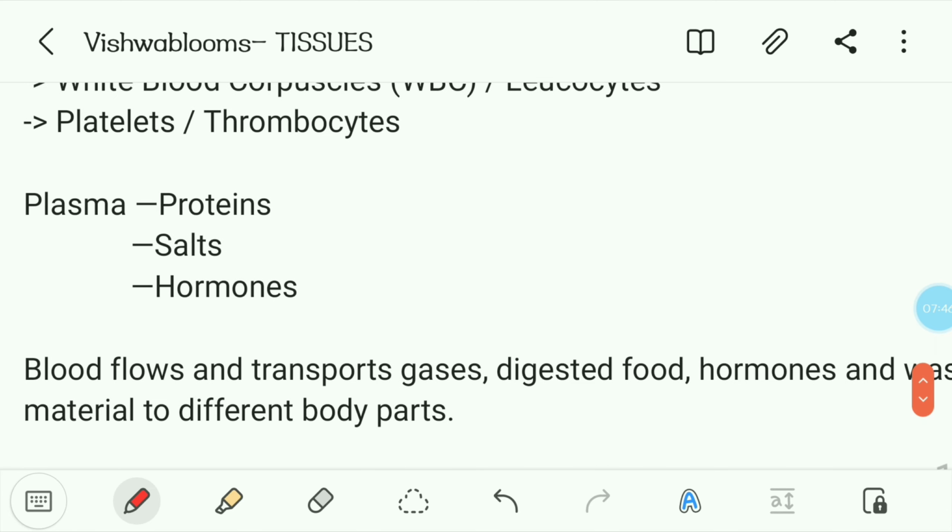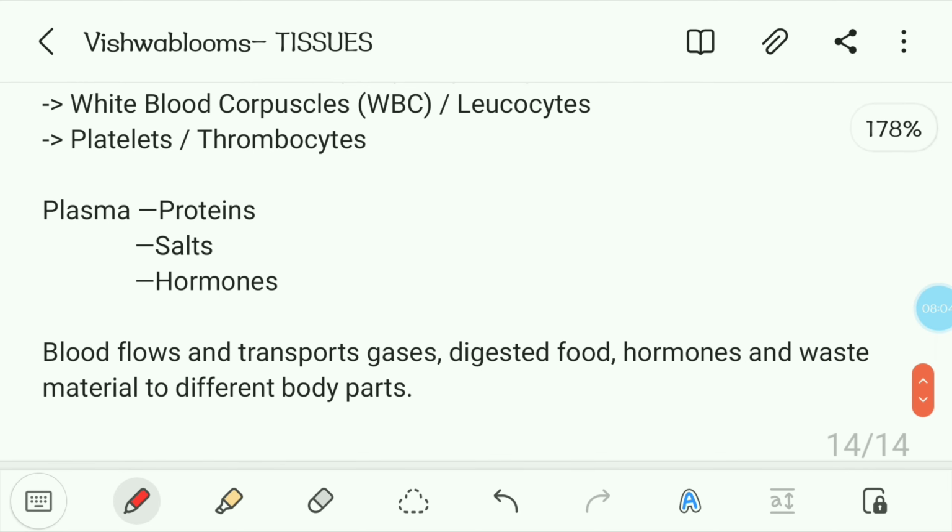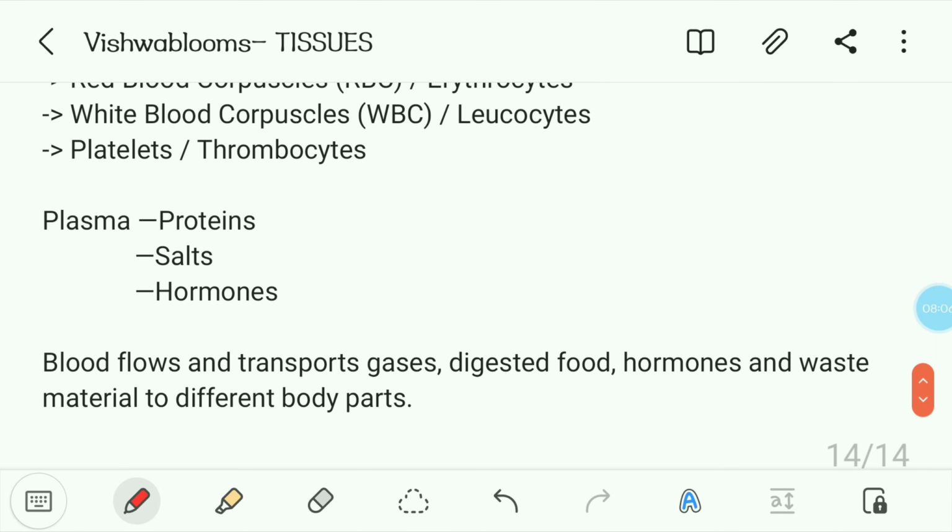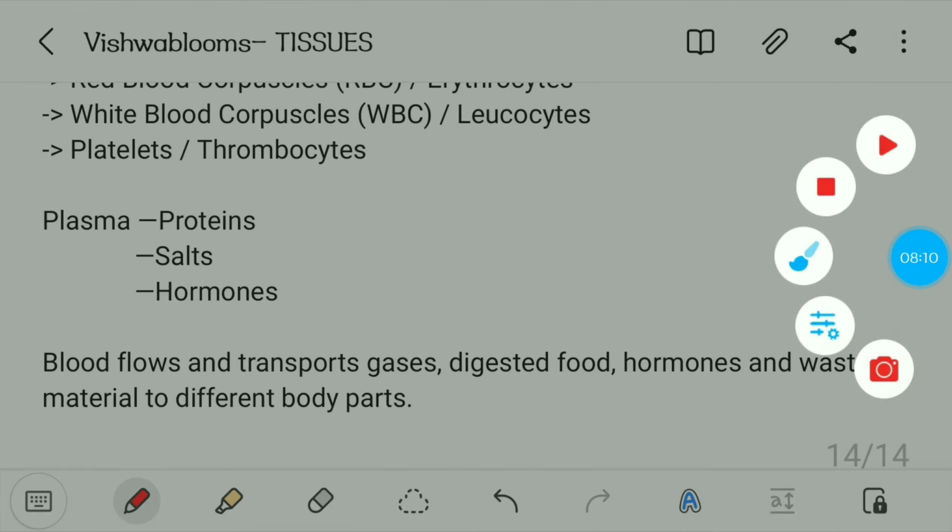Now what does plasma contain? Plasma contains proteins, salts, and hormones. And blood flows, as we all know. What does it do? It transports the gases, the digested material and food, and waste material to different parts of our body.